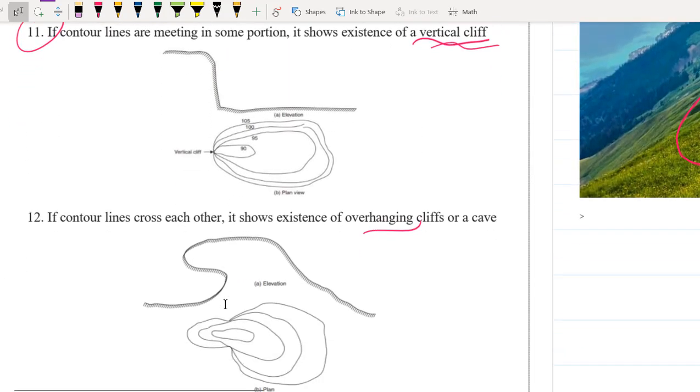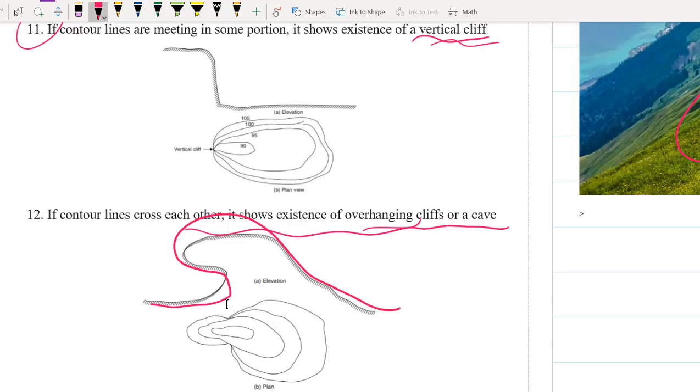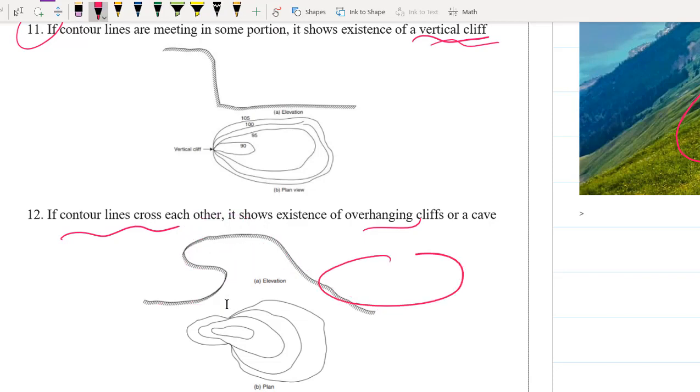Now there is one more point, very important. If contour lines cross each other, then that will be because of overhanging cliffs. Very simple. If there are any overhanging structures, overhanging cliffs like this, obviously what will happen, the contour lines will cross each other. It is a matter of common sense, because 99 meter elevation is here and here you have some higher elevation. So obviously whenever you are drawing the diagram, you will be getting something like this. They will be crossing each other.